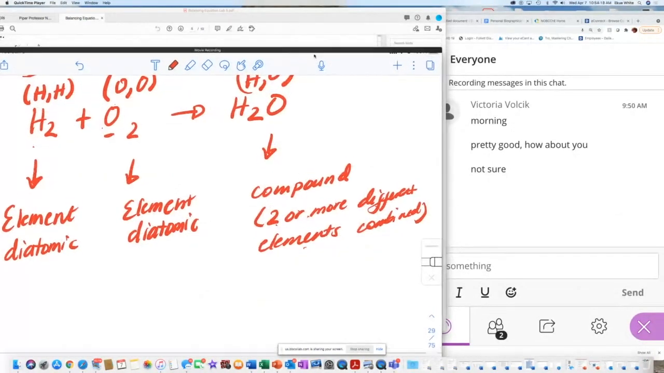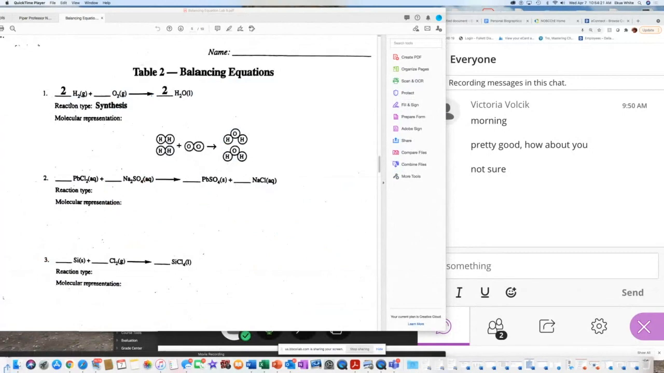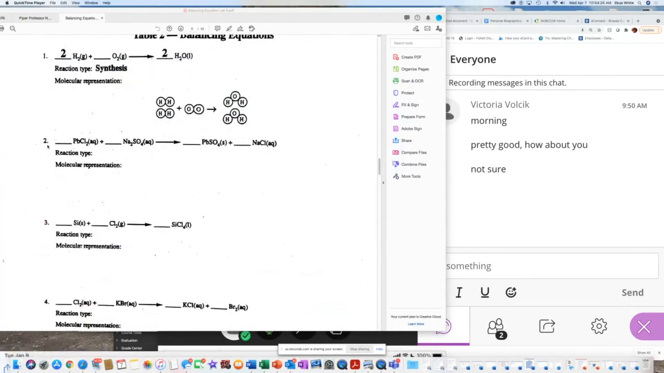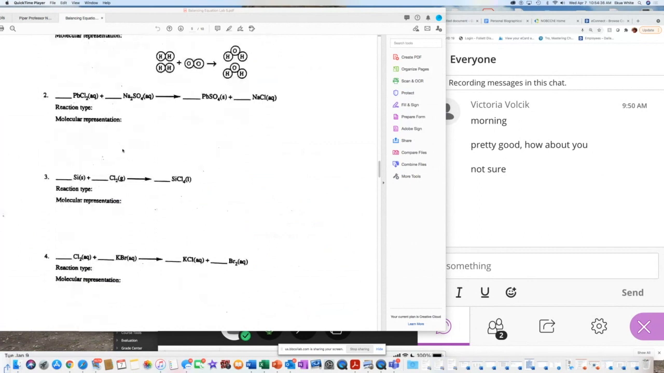So let me show you. Number one is definitely synthesis or combination. Number two is not, because you can see how we have two different elements here. Lead is, you know, one, and then Cl is another one. So there's too much going on here for any of these to be an element, right? Look at three. This is an element, silicon. It's monoatomic because it only has one symbol, silicon, Si, right? So you want to make sure you're familiar with the symbols for the element too. So this is an element.